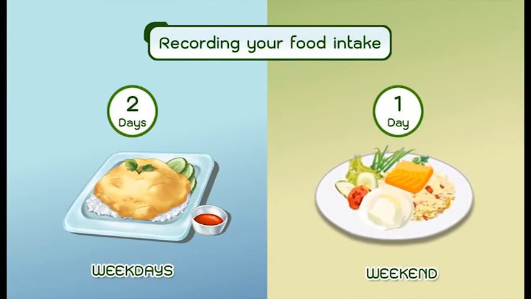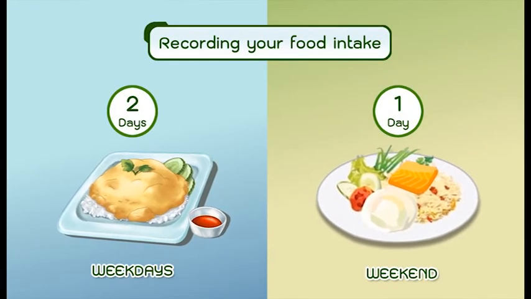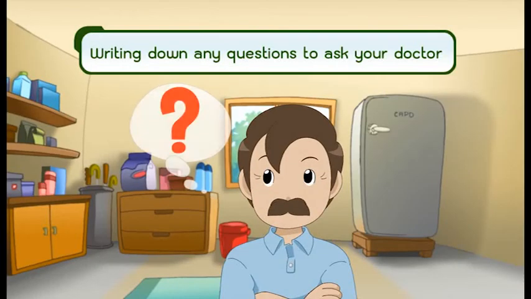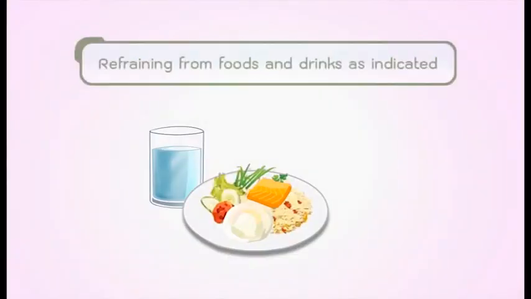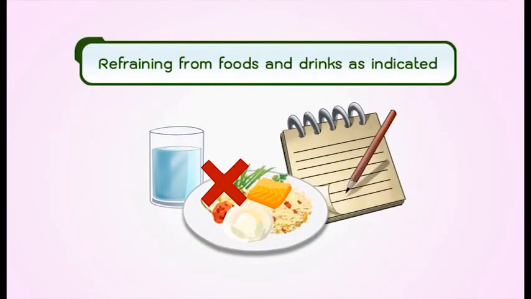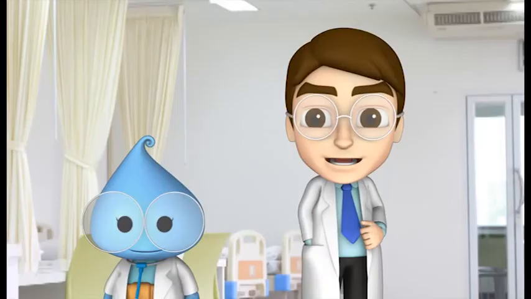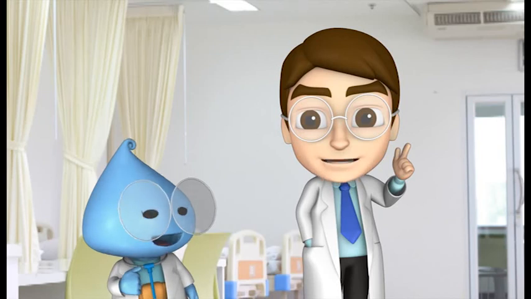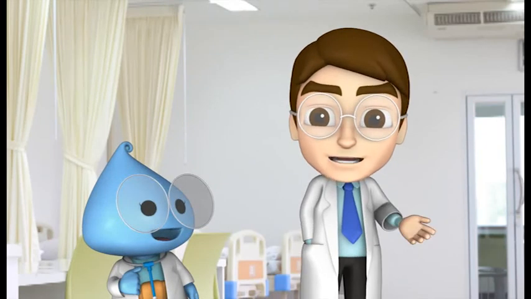Keep a diet record diary for 3 days of the week, which should include 2 weekdays and 1 day from the weekend. Write down any questions you may have to ask your doctor. Refrain from food and drinks as stated in your appointment notes. On your appointment day, please don't forget to bring your PD record book, stock take list, and your 3-day diet history.